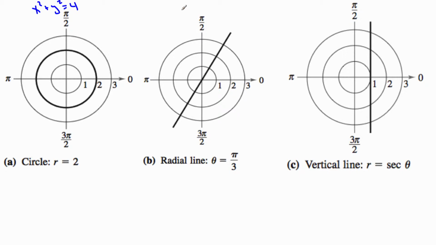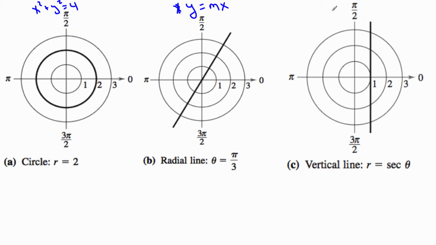Now a radial line has the form y is mx, where a radial line is one that goes through the origin. So if all I want are the collection of points that have a particular angle, then my equation will be of the form theta is equal to pi over 3 in this case.